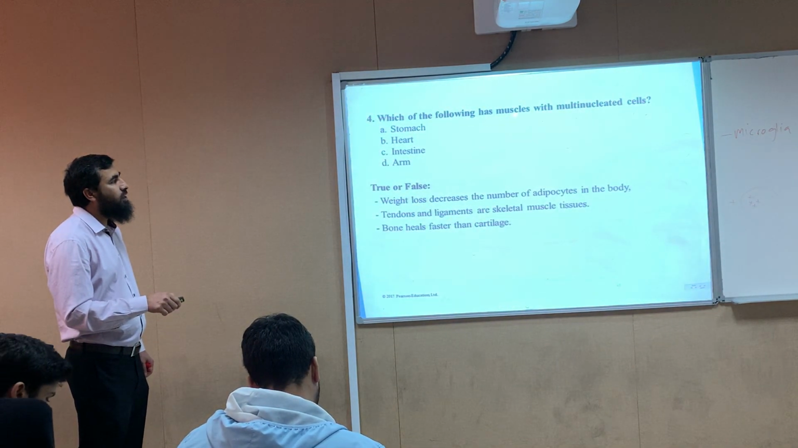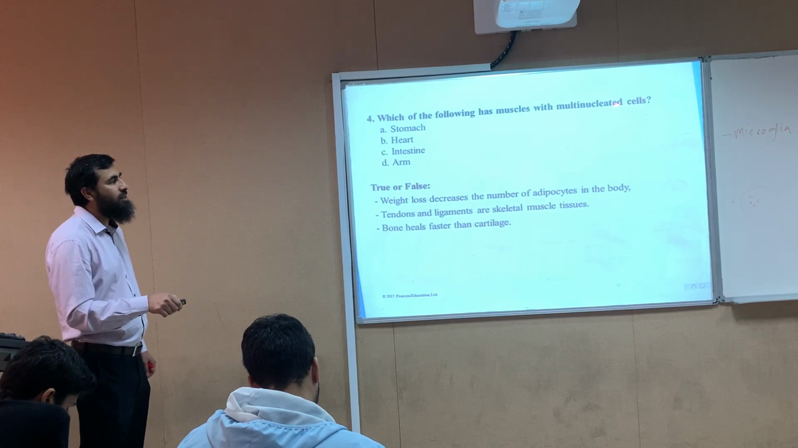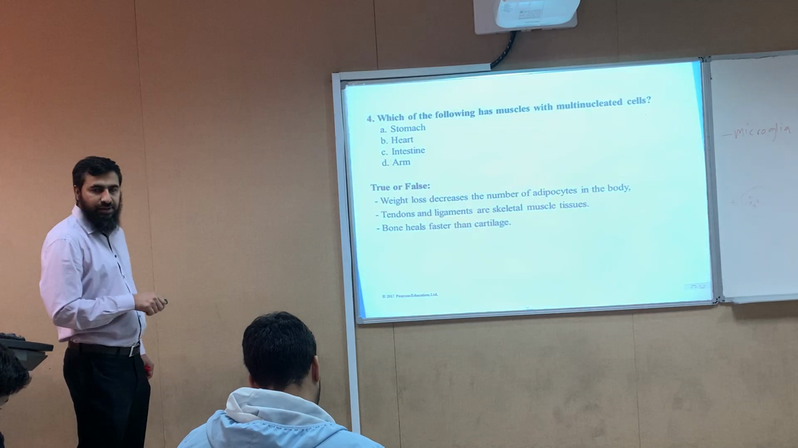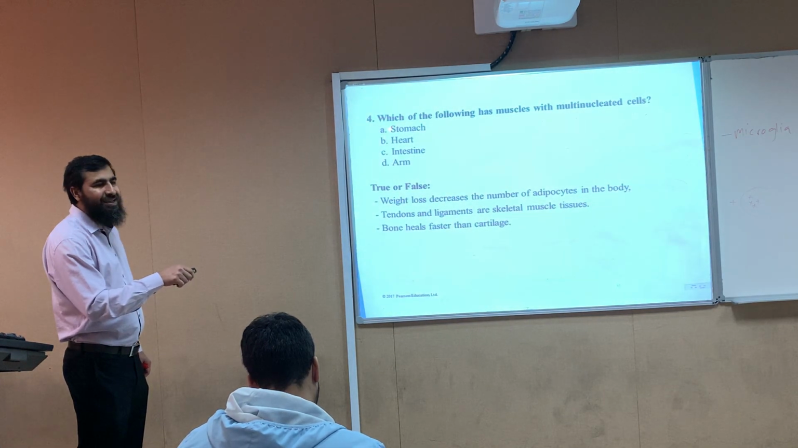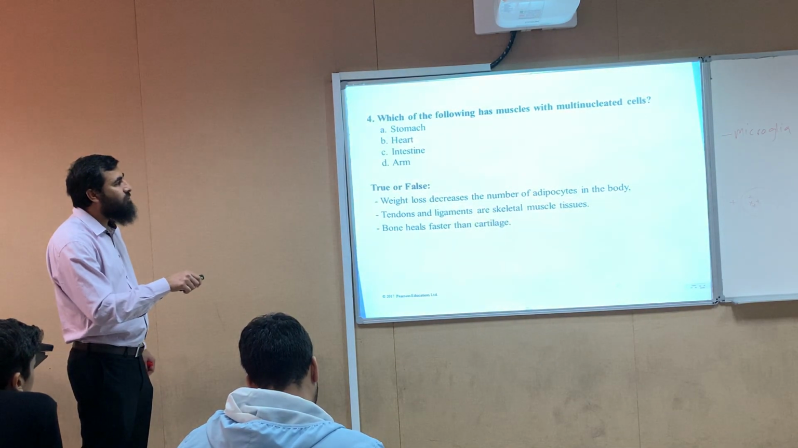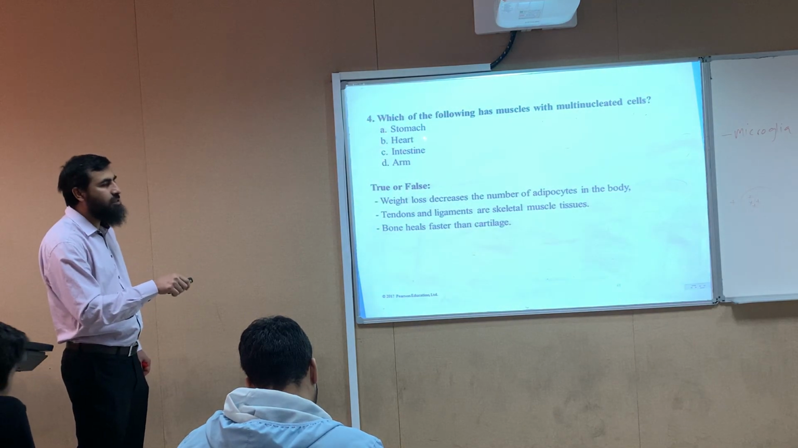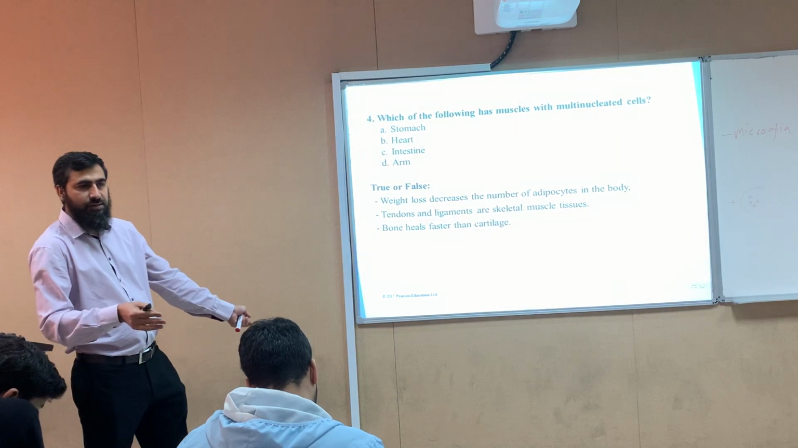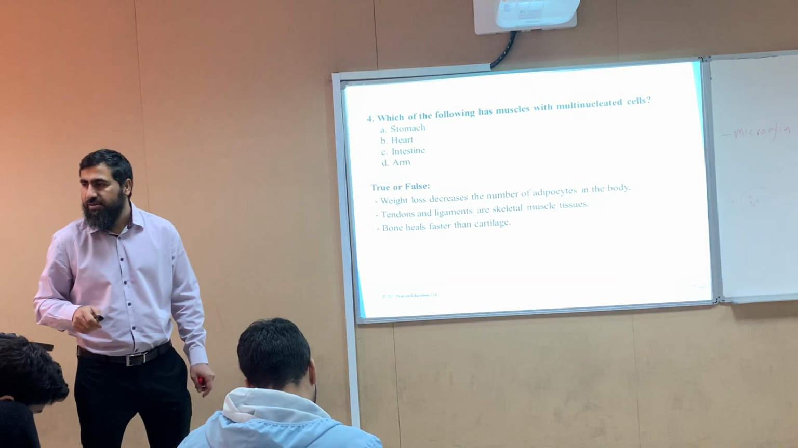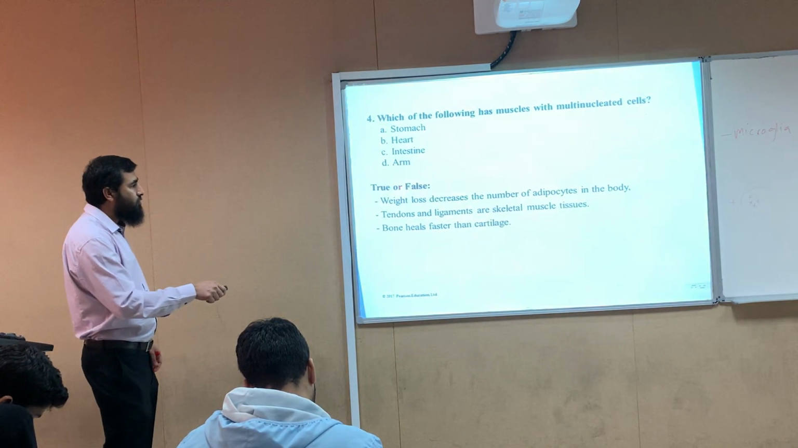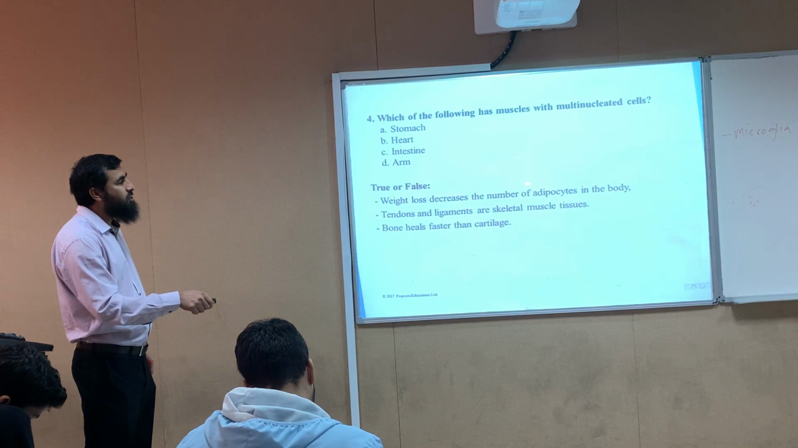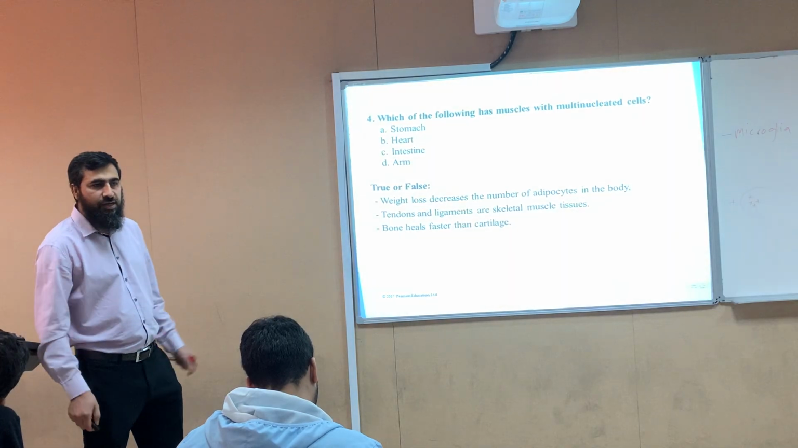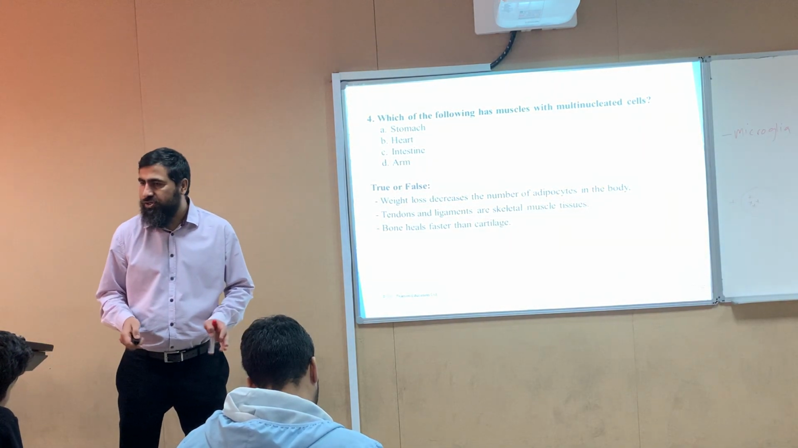Right, which of the following has muscles with multi-nucleated cells, okay? The arm? Yeah. For movement. So in the stomach we find smooth muscle. In the heart we find cardiac. In the intestine, smooth. So in the arm we find skeletal muscle. Everybody got that? Alright, true or false? Weight loss decreases the number of adipocytes in the body. False. They shrink, okay? The number doesn't change.